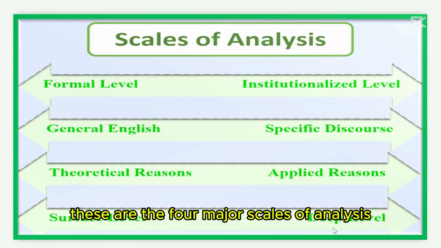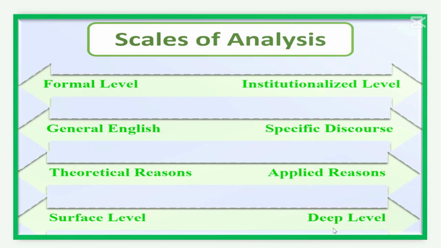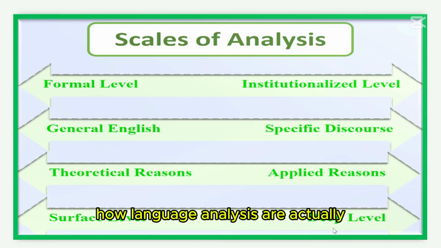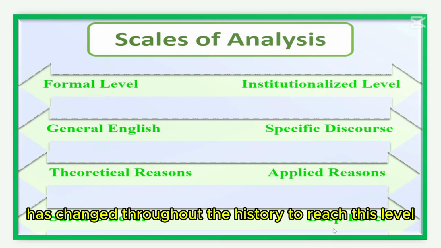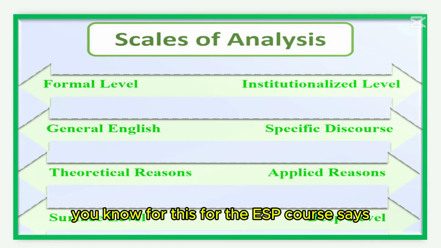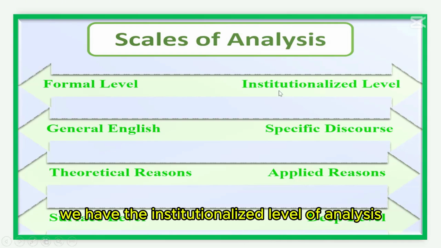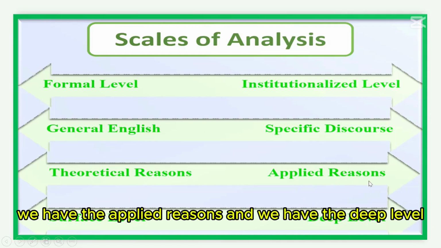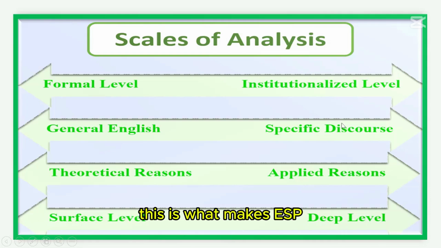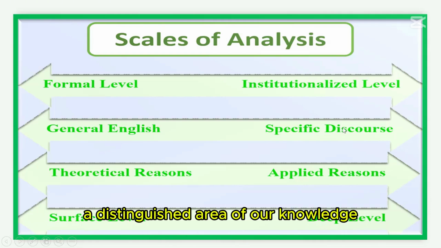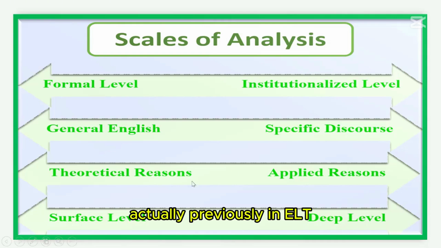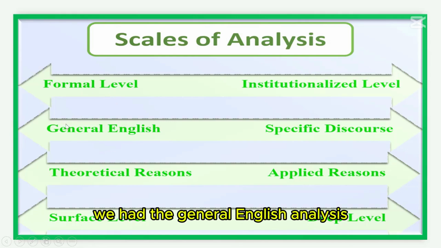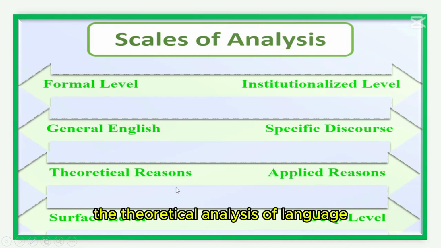So these are the four major scales of analysis. And these are just for understanding how language analysis actually has changed throughout the history to reach this level. So for the ESP courses, we have the institutionalized level of analysis, we have the specific discourse analysis, we have the applied reasons, and we have the deep level. This is what makes ESP a distinguished area of knowledge. Actually, previously in ELT, we had the formal analysis, we had the general English analysis, the theoretical analysis of language, and the superficial analysis of the language.